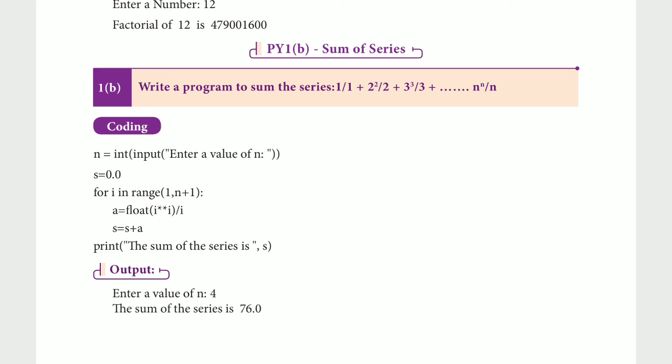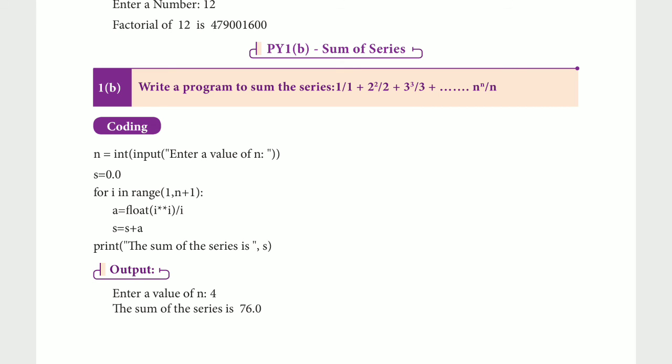The user-entered value is incremented by 1. The user is entering 4 here; it is added with 1, so the value is 5 now. The range will come from 1 to 5, to get the 4 values from 1 to 4.